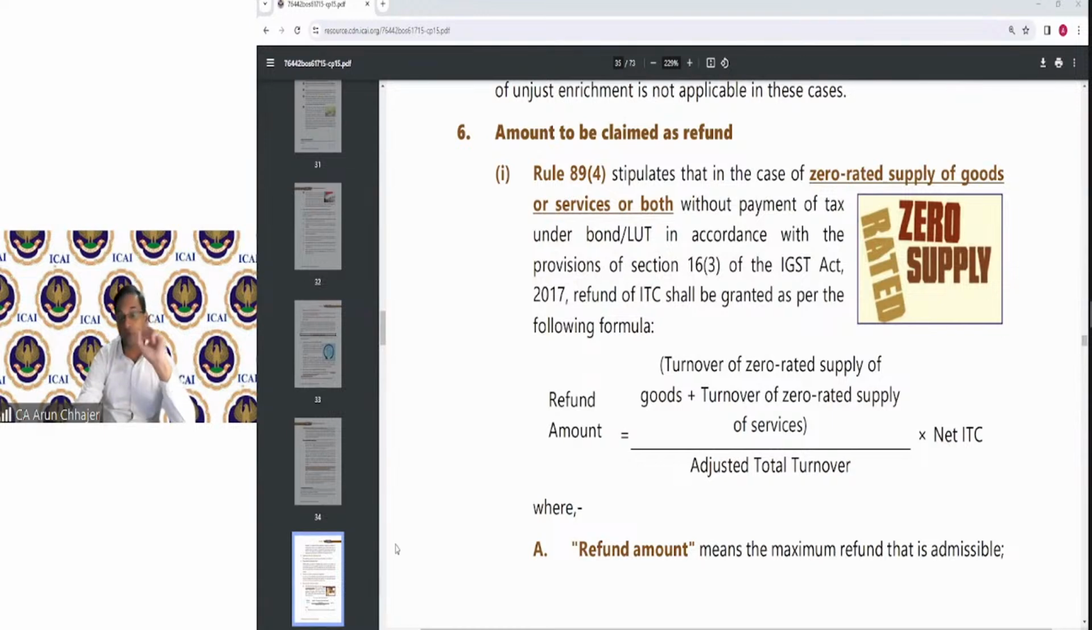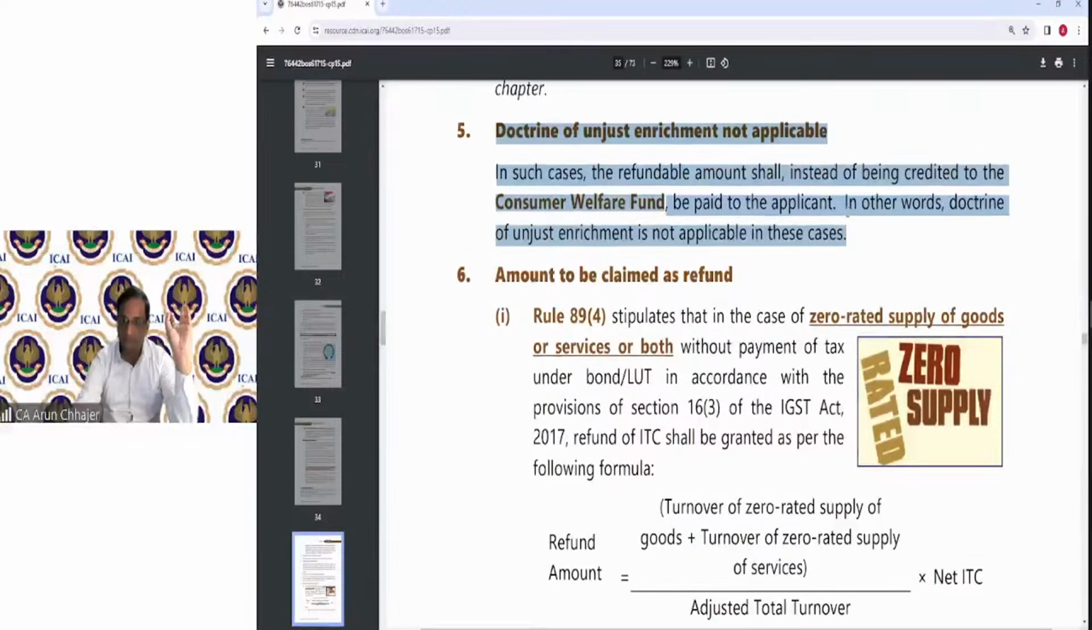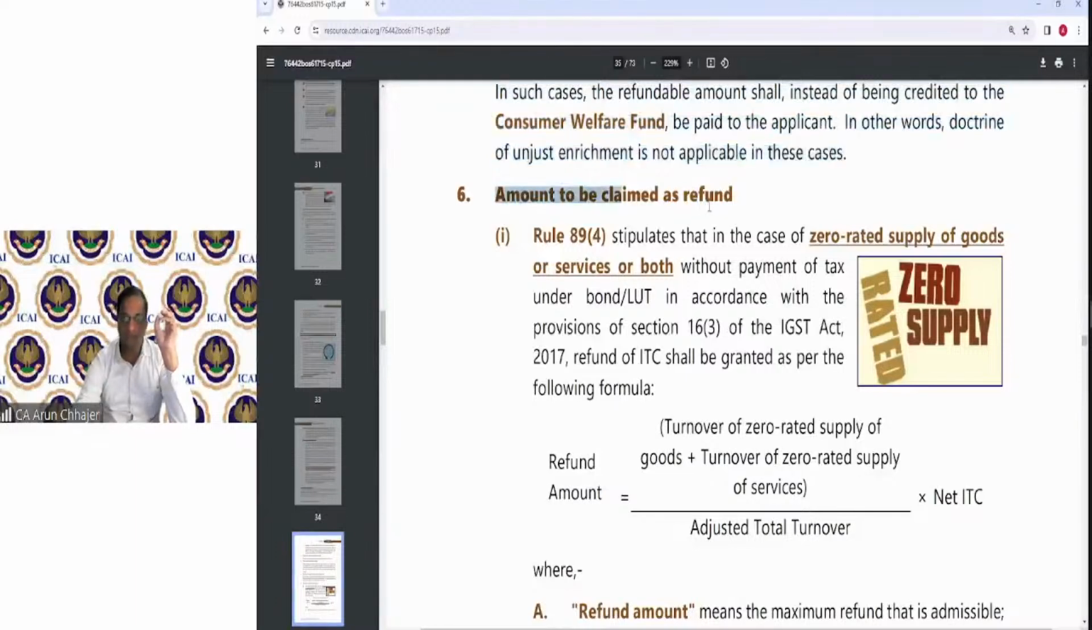Now understand. Sorry, currently we are talking about zero rated supplies made under export under LUT. ठीक है. Any doubt? अभी तक किसी को कोई डाउट है तो बताएं. Now we are reading the formula. Fine. What is the formula?